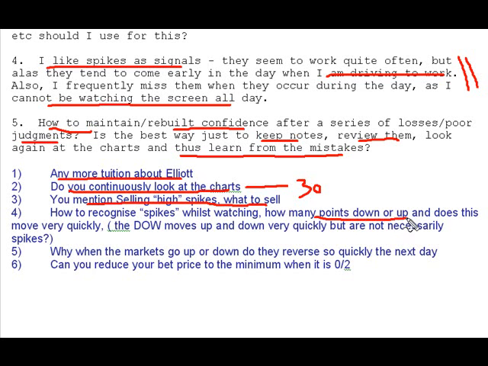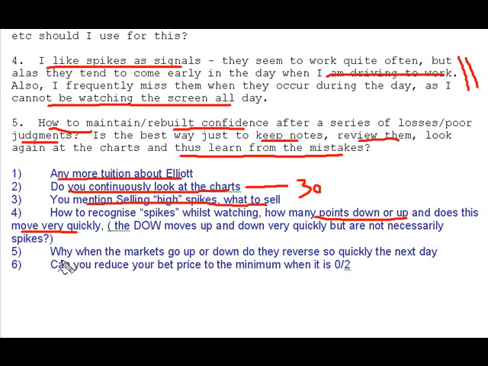How to recognise spikes whilst watching? Well, how many points up and down is a personal thing. I would say a minimum of 10, maybe 20 is a better one, but it depends what you find useful. And does this move very quickly? Yeah, it does move very quickly sometimes. It's something that you need to learn by putting in the work, by watching them. You'll answer these questions yourself, which is more important really than listening to me answer them, because that's how you'll learn, and how you'll develop your own approaches by looking at the market, seeing what happens, and coming up with approaches that work for you.